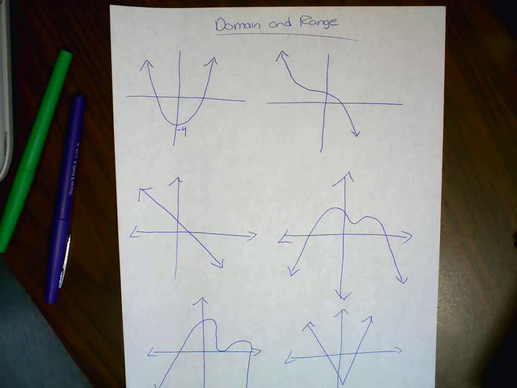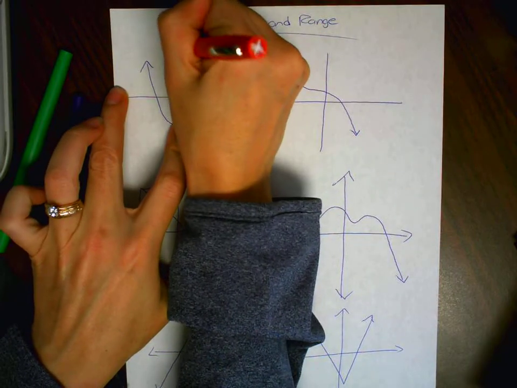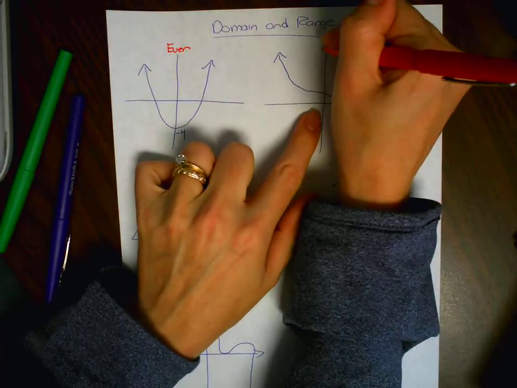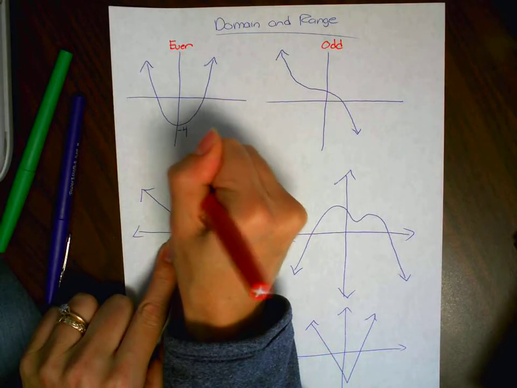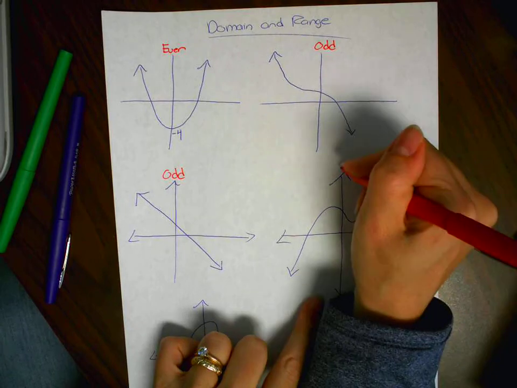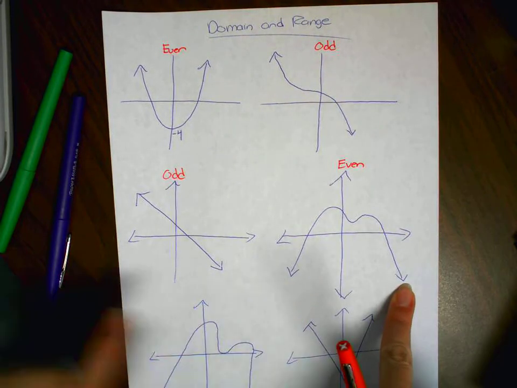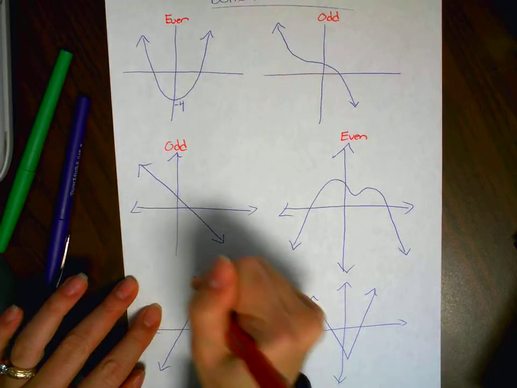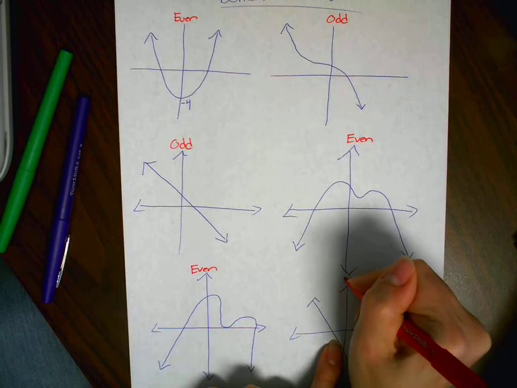So remember touchdown, if they're both pointing in the same direction, this is an even function. Disco, two opposite directions, this is odd. This one, two opposite directions, is odd. This one, they're both pointing in the same direction. They're pointing down, but they're both going in the same direction. That's an even function. Same direction over here is even function. And this one, same direction, is even.